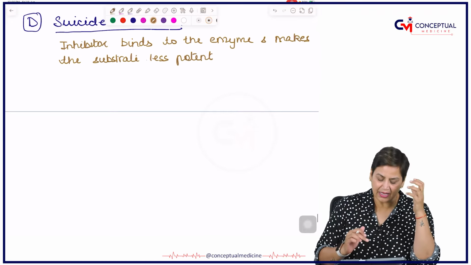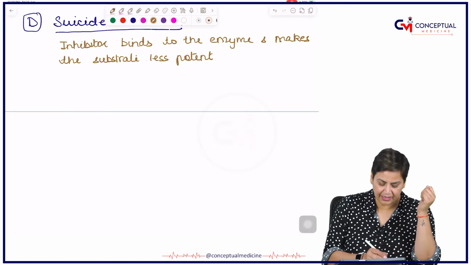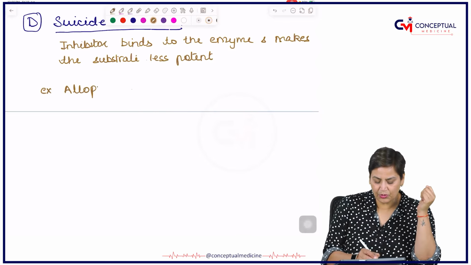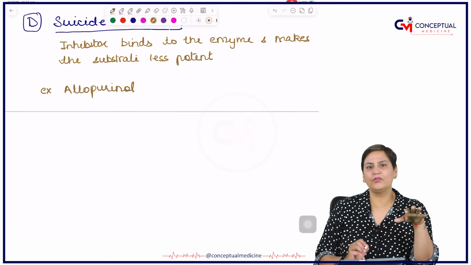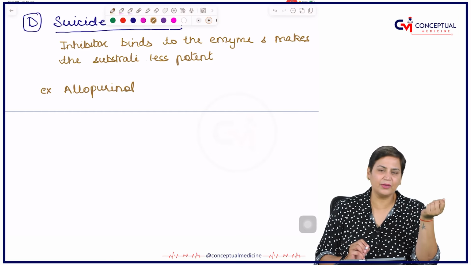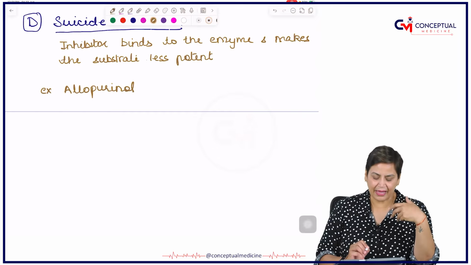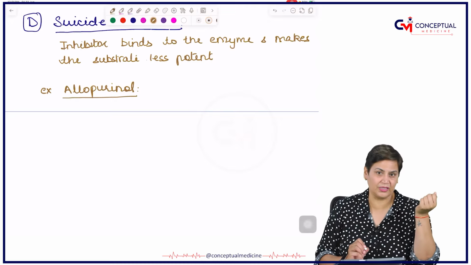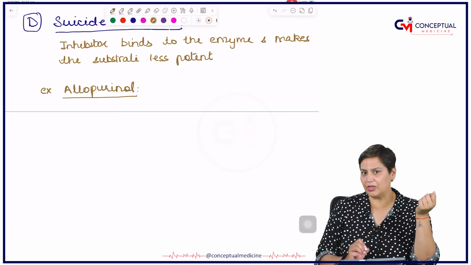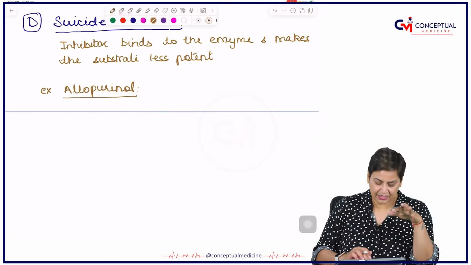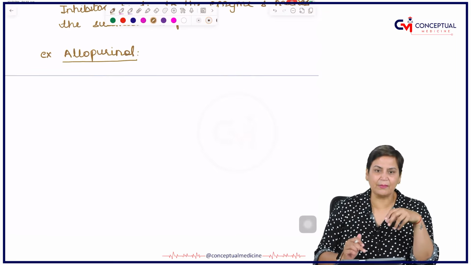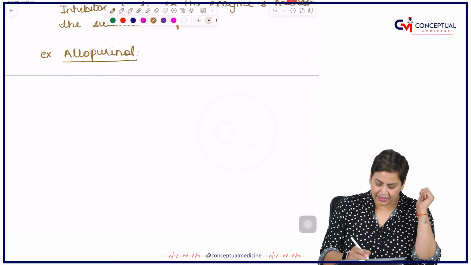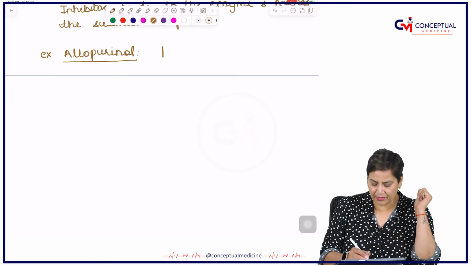For example, the ideal example of suicide inhibition is allopurinol. And if we talk about the pharmacological aspect, the mechanism of action of allopurinol is that it is a competitive inhibitor of xanthine oxidase. But in biochemistry, what we say is allopurinol, whenever it is taken, because it is a drug of choice to cure patients suffering from gouty arthritis. The reason behind that, if we summarize the reaction, what is happening actually, this is given in hyperuricemia.